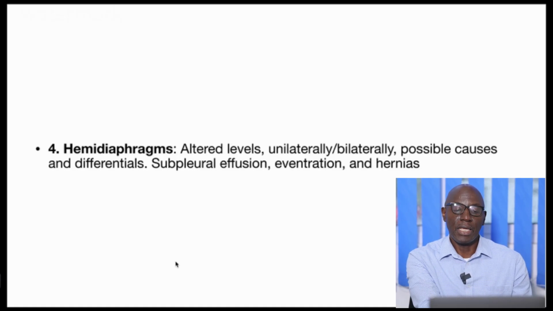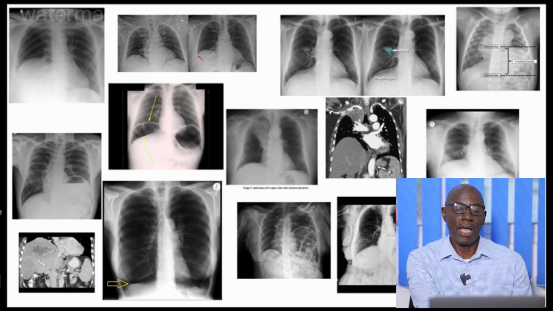Next on our study is the hemidiaphragm. And again, the hemidiaphragms, like I said, are normally located at the level of the 6th to 8th anterior rib. But sometimes they may be raised, like you see in this image. You get a unilateral raise in the hemidiaphragm. And this may be due to a lot of causes, but commonest could be abdominal.